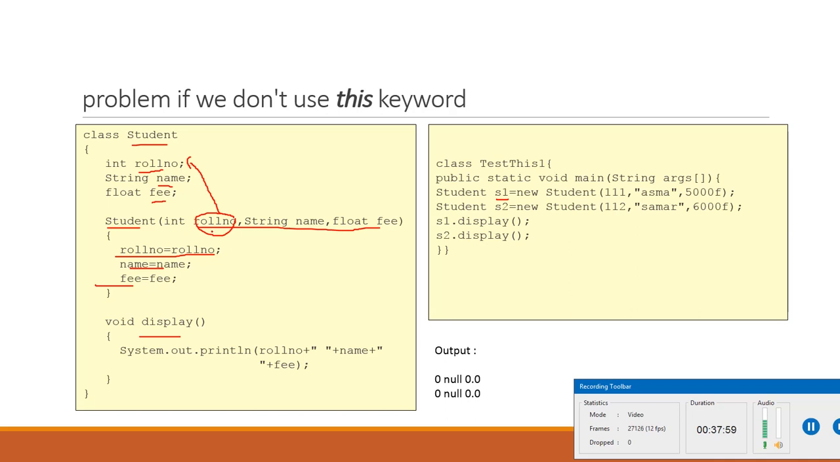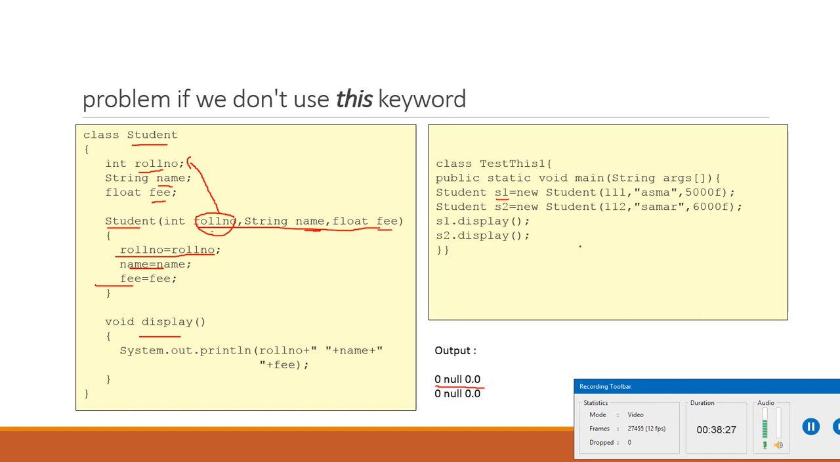First is an integer value, which will initialize the roll number. Second is a string value, which will initialize the name. Third is the fee value, which will initialize the fee. Now when I call the display method and I run this program, the problem here is I get 0, null, 0.0. It is showing me the default values of each data type.